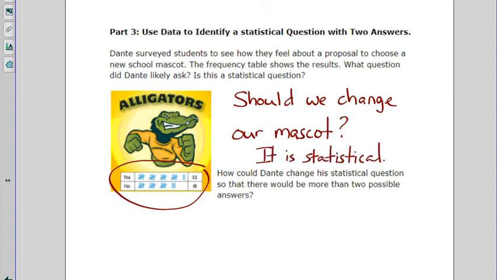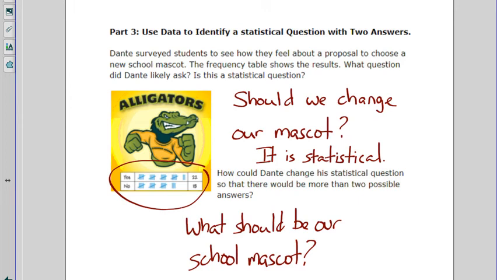The next part says, how could Dante change his statistical question so that there'd be more than 2 possible answers? Well, maybe we ask them what our school mascot should be, right? Some people might love the alligator mascot. Some people might want to be the Yetis, right? And there could also be people that think hawks would be a great mascot. Can you think of some other ideas? I'm sure you could. Write them down.